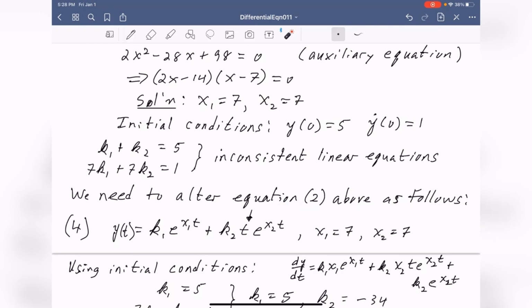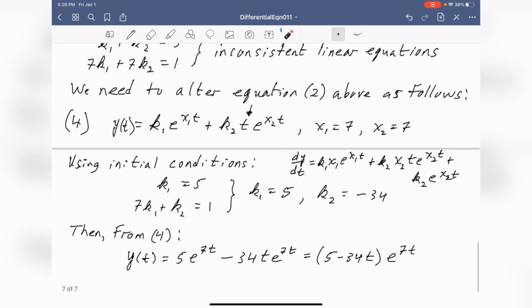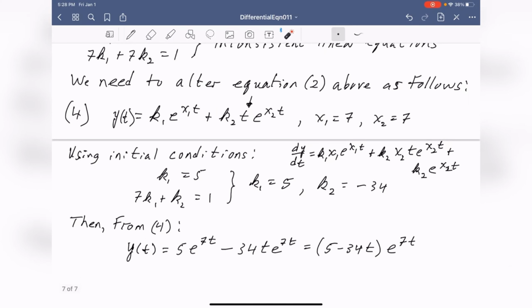We take y of t equals k1 e to the x1t plus k2 times t. We add this t here, multiplied by e to the x2t. We find that x1 and x2 are 7 as before, and we now use the initial conditions. To find y dot, the derivative of y with respect to t, we see that it's equal to k1 x1 e to the x1t plus k2 x2 t times e to the x2t plus this other term, k2 e to the power x2t.